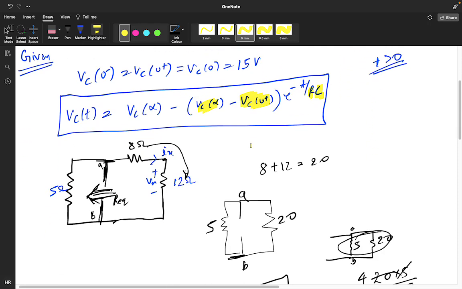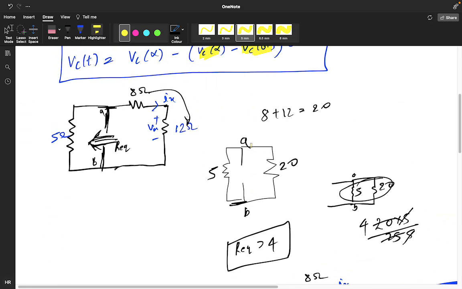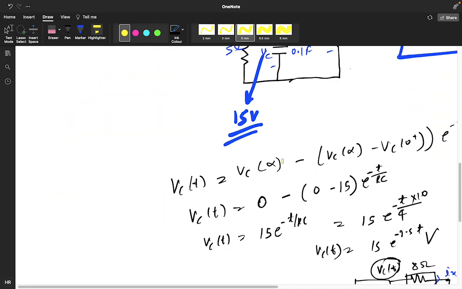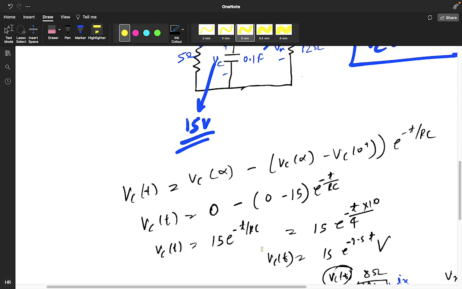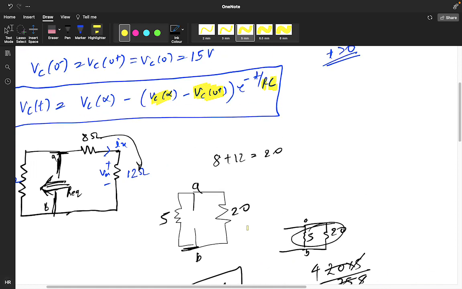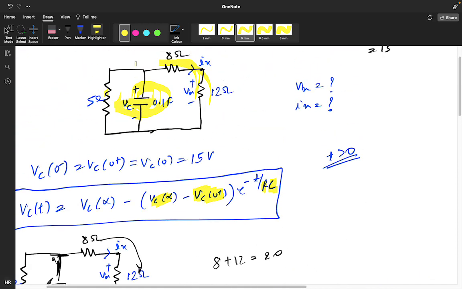So from this we know the value of Vc(t). After substituting all the values, we got Vc(t) equals 15 e power minus t by RC. Now I know the value of Vc(t). That means this voltage parameter, this Vc(t), we got its value.